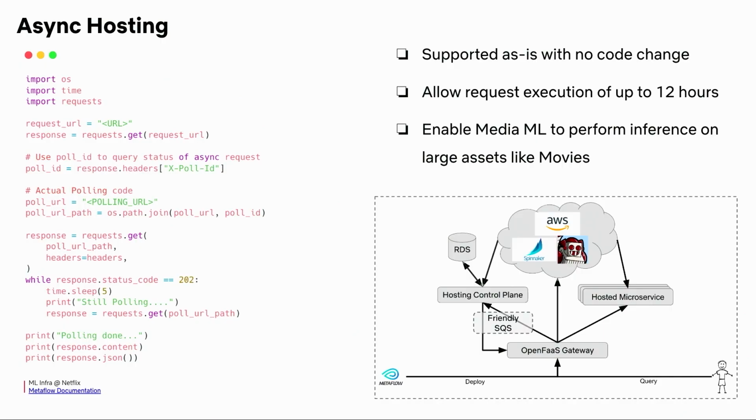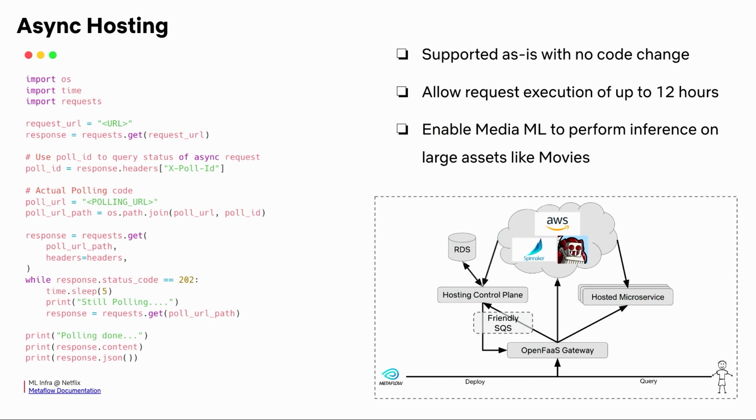And then we continue developing Metaflow hosting internally. One of the features that was added recently was async hosting, wherein you can have long-running jobs. In general, Metaflow hosting supports a request for a period of 20 minutes. But with async hosting, we support jobs that can run for as long as 12 hours. This is particularly useful for the media ML team because they run inference on movies, which are pretty large or long and take a long time to execute.